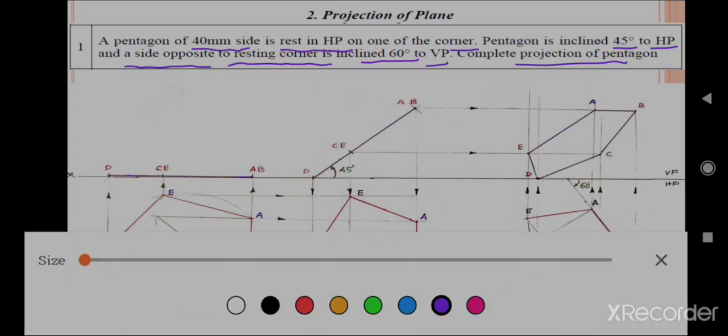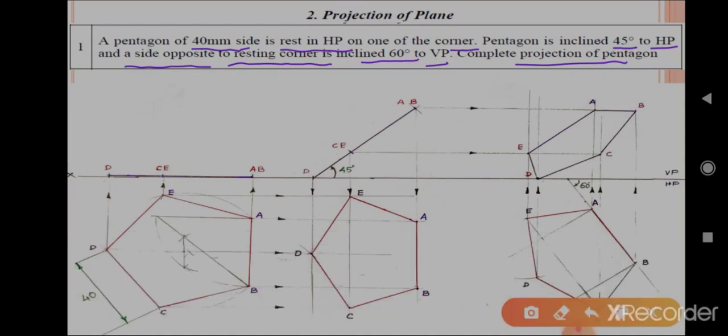So first, the condition or parameter given is a pentagon having the 40 mm side and resting on HP. So in the first position we start with the HP, resting on one of its corners. So we can take the corner separately. For that purpose, initially we have to draw the line AB perpendicular to XY, and then complete the projection of the pentagon.